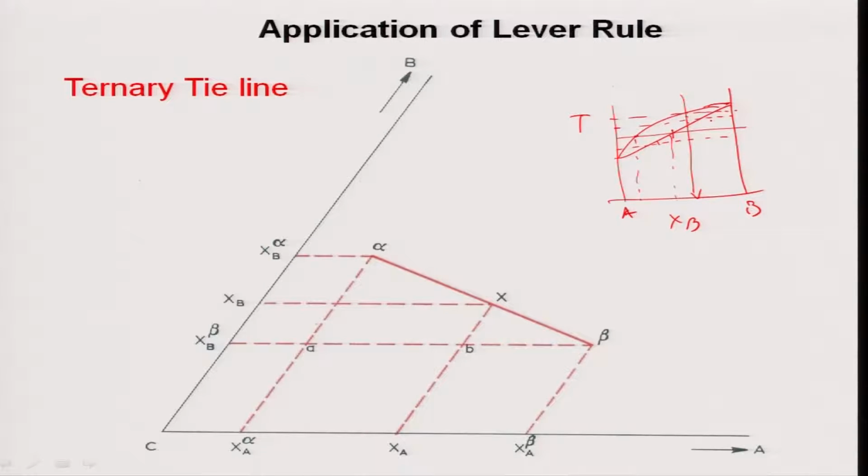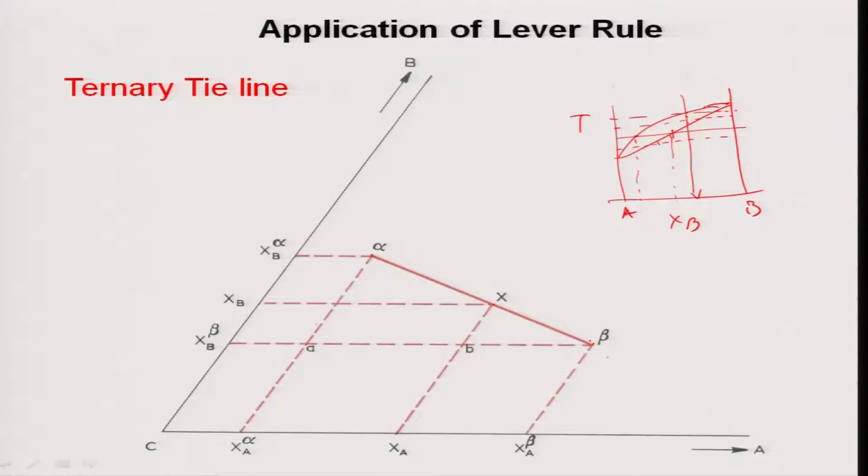Let us suppose I have an alloy with a composition given by point x. Here I am showing only one corner of the Gibbs triangle. This is point C, this is point A, point B will be there. I am just showing you one corner so that you can realize it nicely. Now, alloy x is separating into two phases, alpha and beta. So, the alpha composition is given by this point, the beta composition is given by this point, correct.